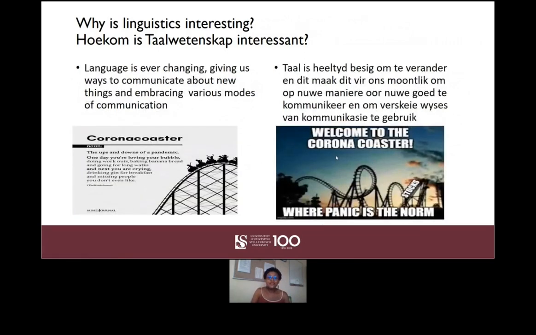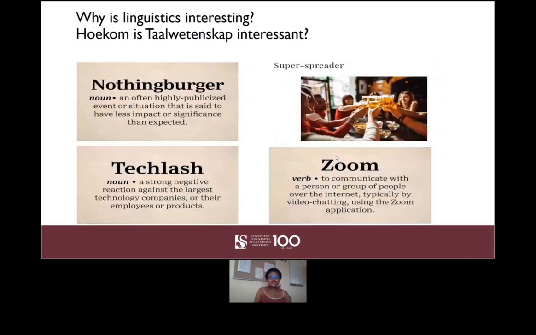Language is also particularly interesting because it's always changing. And it does this because we need ways to communicate about new things and embrace various modes of communication. A good example are all the words that came out of 2020 to help us speak about Corona and pass information around and express certain thoughts. And one of my favorite coinages was Corona coaster, which pretty much was explaining the emotional roller coaster of living through this pandemic, right? So one moment you're feeling like, okay, I can do this. I'm okay. And the next moment it's, oh my gosh, we're going to die. Corona coaster.